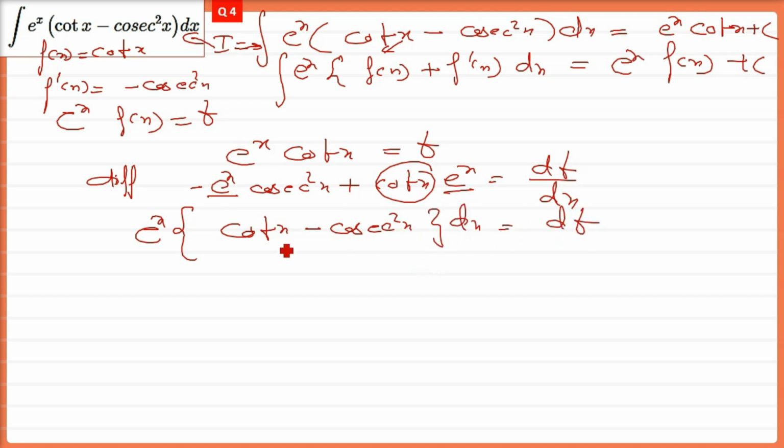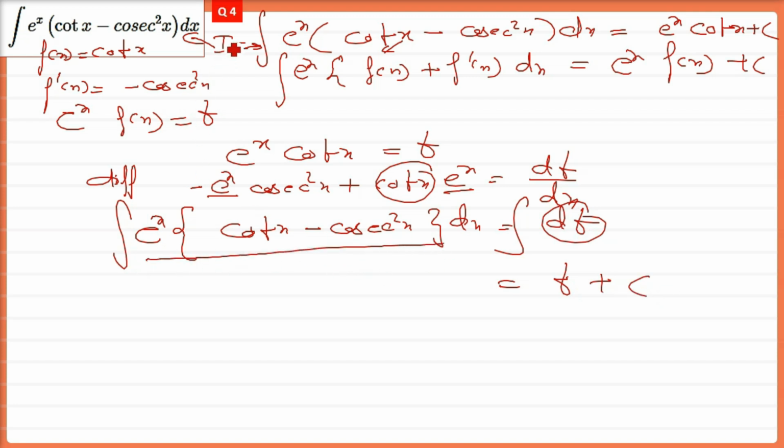Dt will remain like that. So integration of these two. Let's integrate now. The integration of dt is t plus c. But the left hand side, what is the integration? You don't have to integrate, it's the actual question which we are solving. So just write capital I. I equals t plus c.